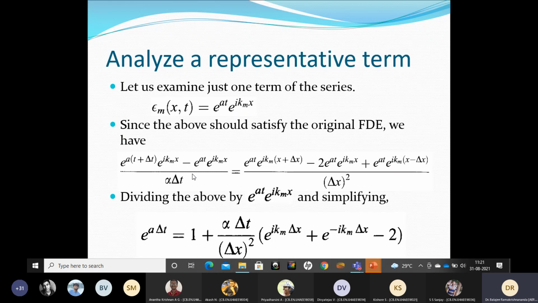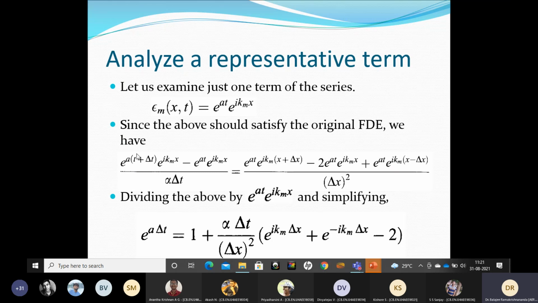So this should satisfy the original FDE. Let's divide everything by e power at and e power i kmx. You please do this exercise yourself. Be careful with the mathematics.